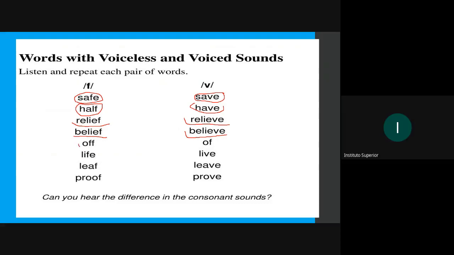Look, this example. This is very important. Here. Off. Off. And this one. Of. Of. Here. Life. Life. Live. Next one. Live. And the last one. Proof. Proof and prove. Yes. This one doesn't vibrate. It vibrates.